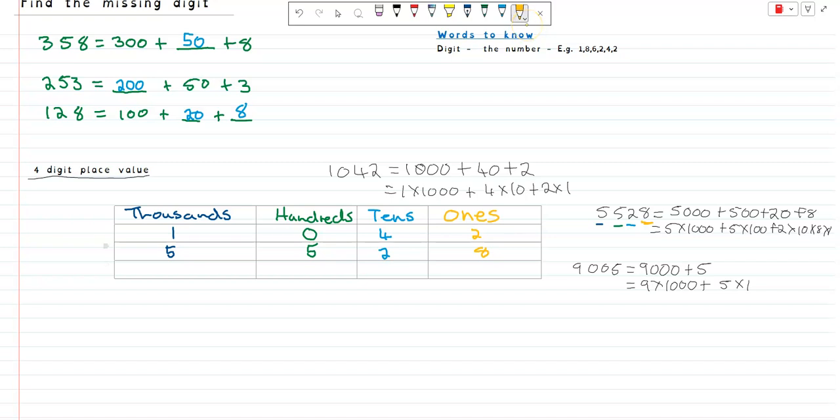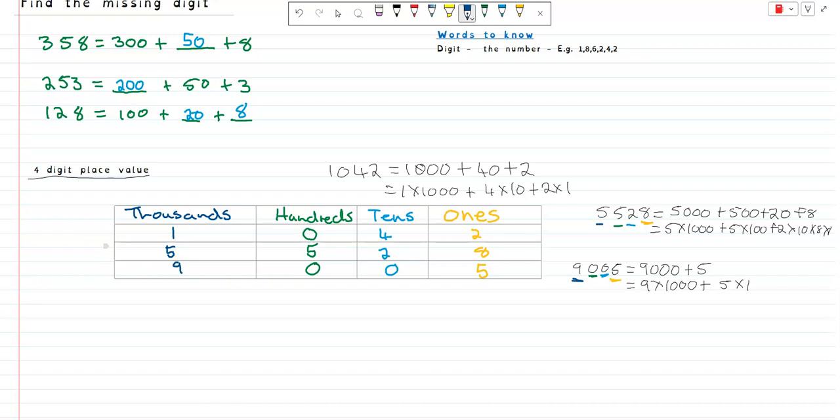Now we can put it into our table. How many ones do we have? 5 ones. How many tens? 0 tens. How many hundreds? 0 hundreds. How many thousands? 9 thousands. Okay, and it's as easy as that. When you're working with different digits, you have different places, and you write them down in their places using standard form, then expanded notation, and then writing it into your table.